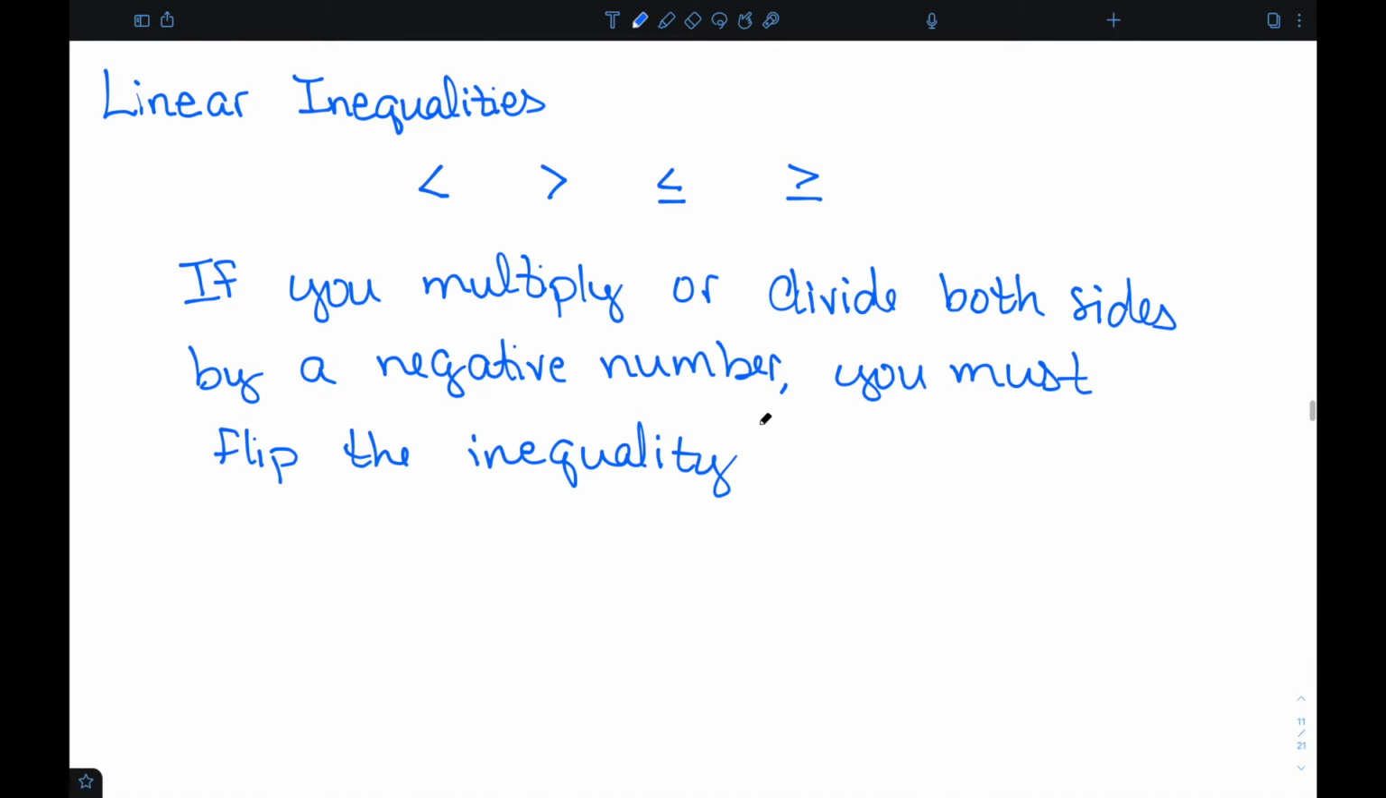If you multiply or divide both sides of your inequality by a negative number, you must flip the inequality sign. So if it was a less than, you need to switch it to a greater than, and vice versa.